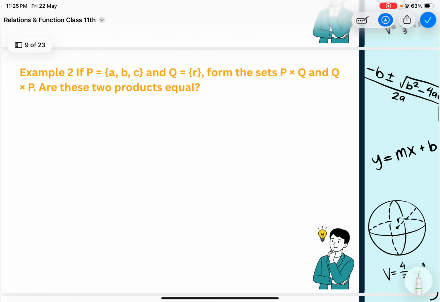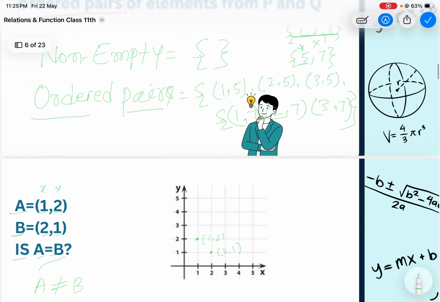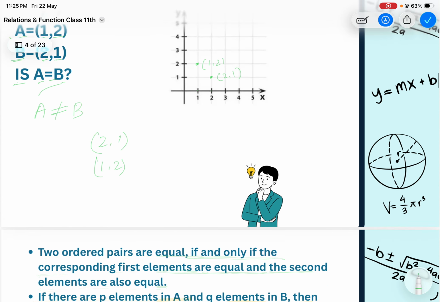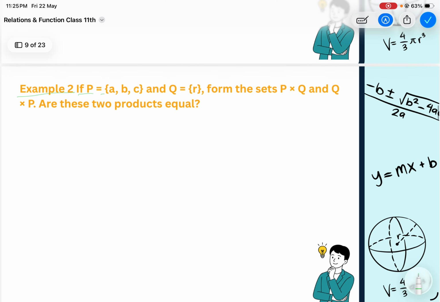Okay. Now exercise number 2, example 2. All the questions are based on whatever we have studied in all these notes and the Cartesian product, everything, in pairs. So example 2: if P equals {a, b, c} and Q equals {r}, form the sets P × Q and Q × P. Are these two products equal?